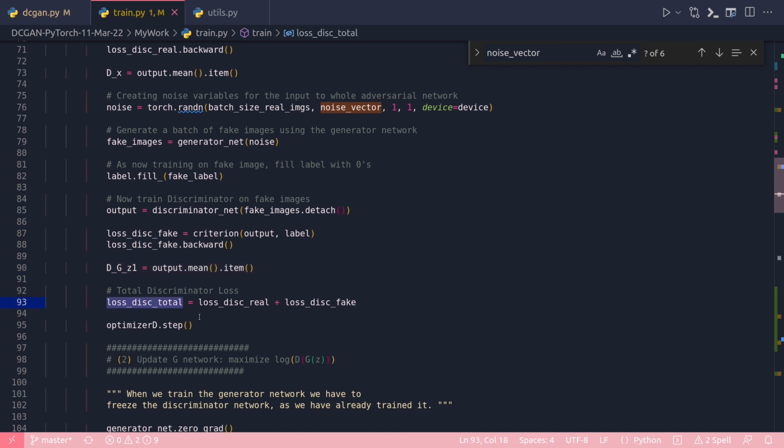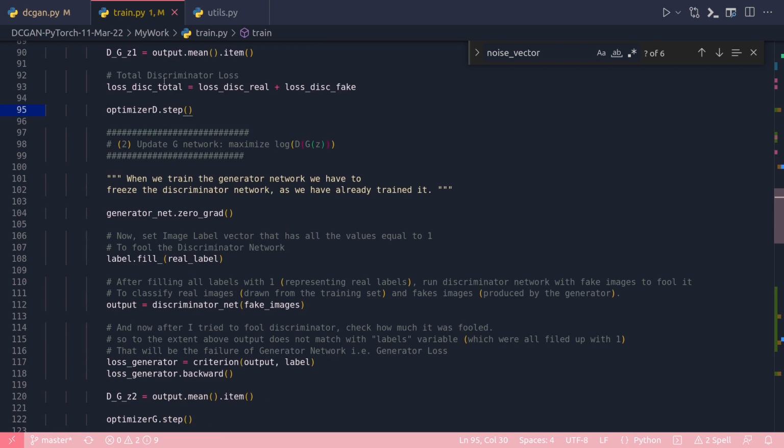So the total discriminator loss at last, because now my fake images and real images both have been run through the discriminator network. Now the total and the individual loss has already been calculated. So now the total loss will just be the addition of the real loss and the fake loss. And finally, optimizer D dot step. Optimizer D is the optimizer which we have to pass as an argument later. We will see in a second. And then the step function to update the weights, and move on to the next step, which is my generator network.